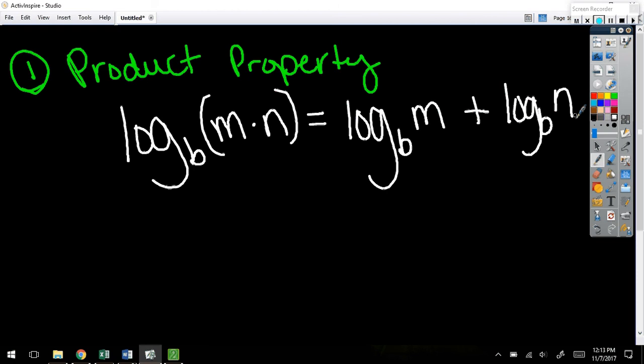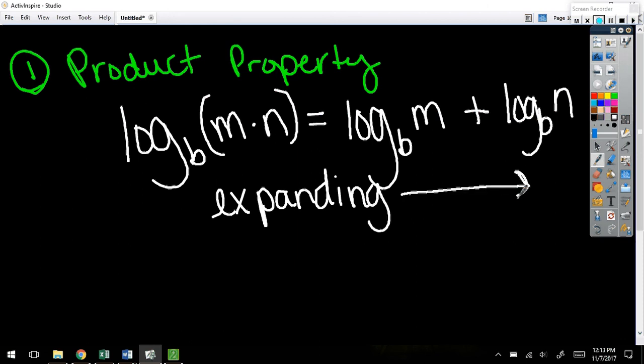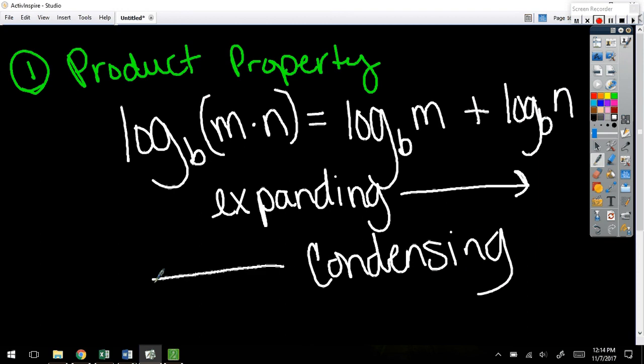If I go from left to right, it's called expanding. And if I go from right to left, it's called condensing. I always think about Campbell's soup when I think about that. Why? Because Campbell's soup is condensed soup. You have to add water to it. You're supposed to. It just makes me hungry.